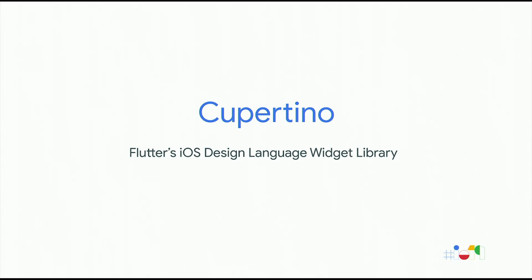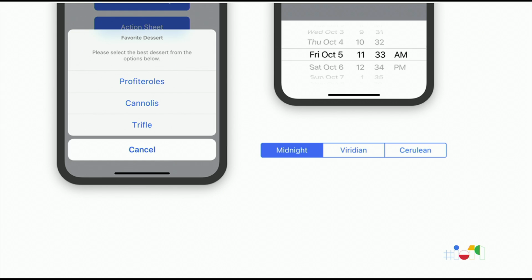Clearly. Anyway, obviously Flutter makes it easy to get the same design deployed on multiple platforms. But what if you want your experience to be respectful of platform expectations? Well, for iOS, we have a special library. Cupertino is Flutter's iOS design language widget library, and it has some new widgets too. Since the last I/O, we've added Action Sheet, Date Picker, Segmented Control, and more.